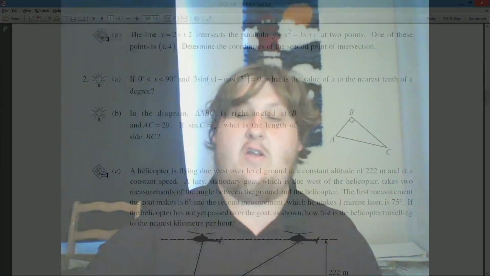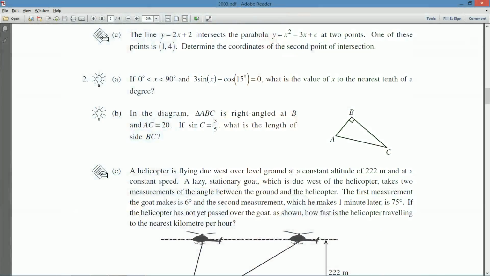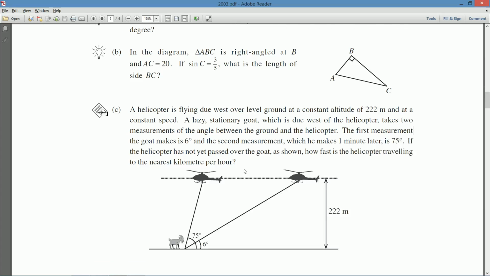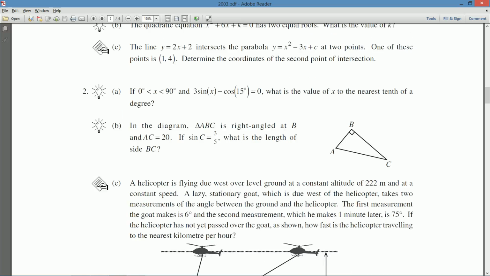Good afternoon, ladies and gentlemen, and welcome back to the 2003 Euclid Math Competition. We're on question number 2. Hopefully you've downloaded the contest and had a chance to take a look at not just this question, but all the questions, giving them a good shot. So let's take a look at what question number 2 says. 3 parts, 2 light bulbs, and 1 written final answer with that lazy goat and the helicopter question.